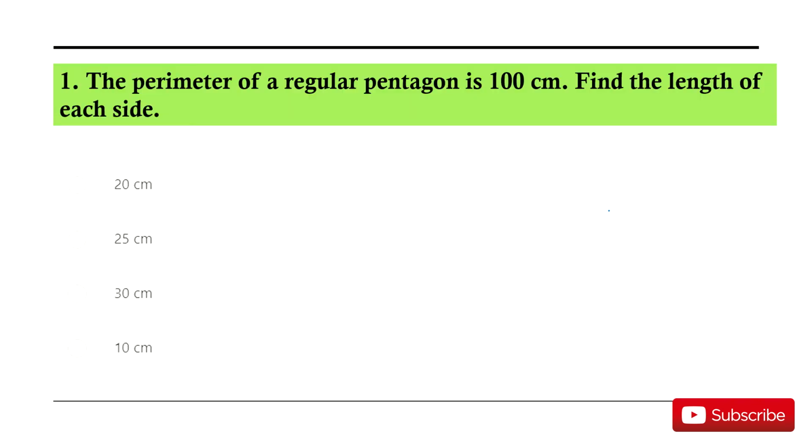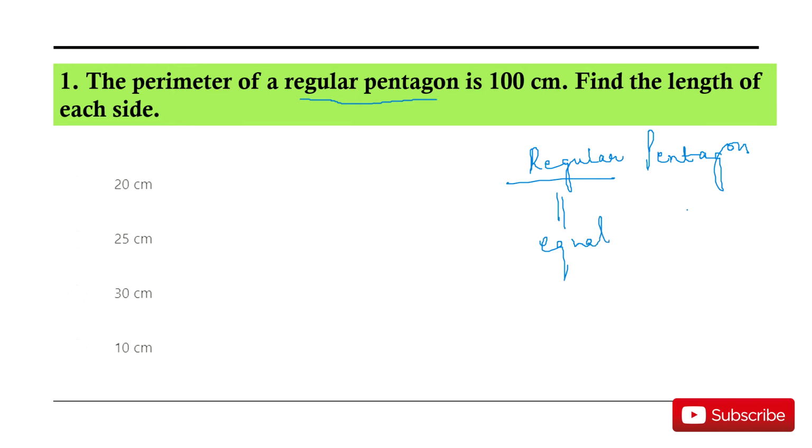Now the first question is: the perimeter of a regular pentagon is given to you. Find the length of each side. The first step is to understand what is a regular pentagon. Regular pentagon means, I will break it into two parts. Regular means equal and pentagon means 5 sides. So equal plus 5 sides.